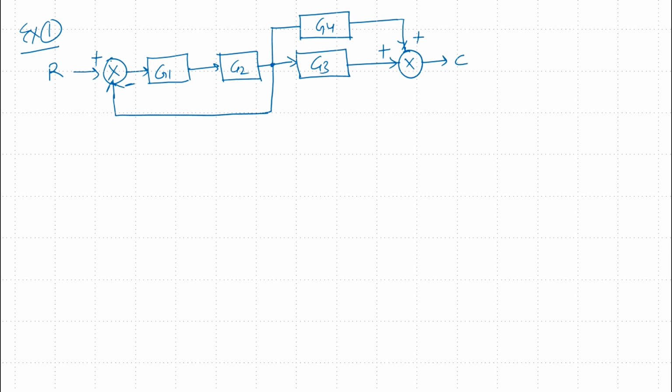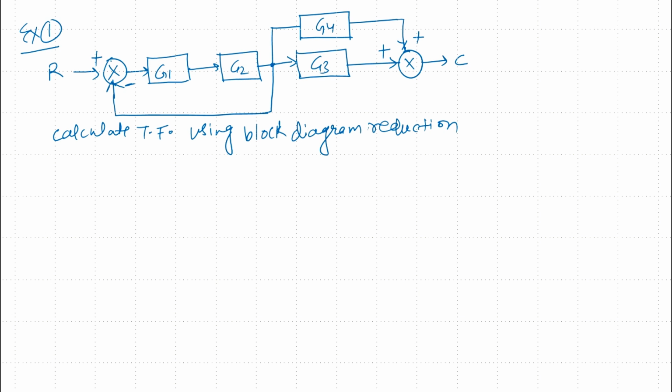So the question is calculate the transfer function using block diagram reduction. So how to calculate the overall transfer function? By reducing the blocks by reduction rules, which we have discussed in the previous lecture.